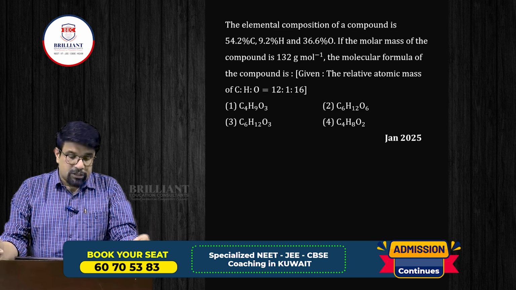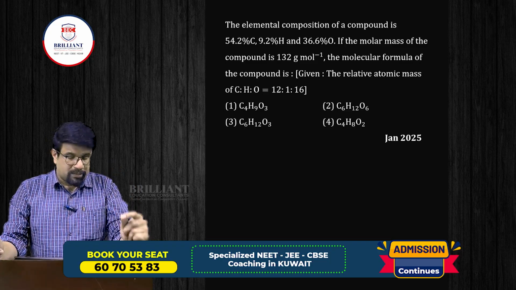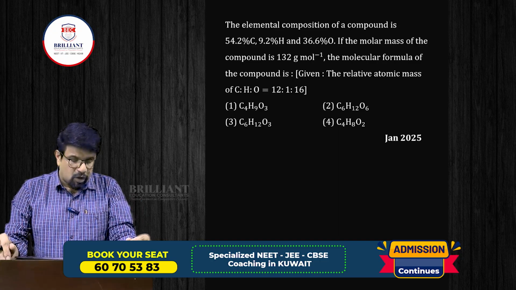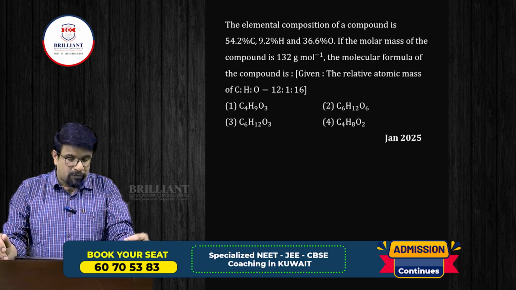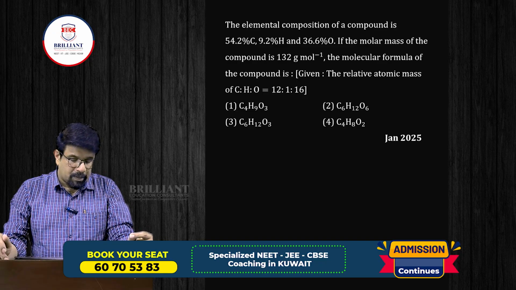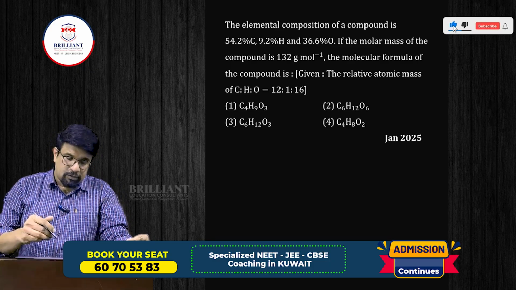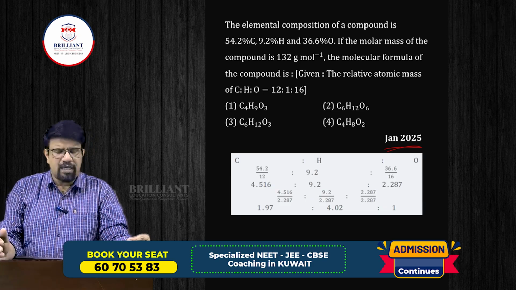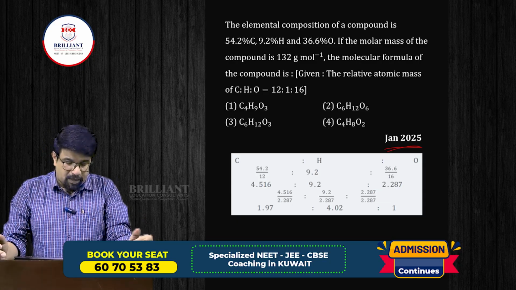The elemental composition of a compound is 54.2% carbon, 9.2% hydrogen and 36.6% oxygen. If the molar mass of the compound is 132 gram per mole, the molecular formula of the compound is? Here they have given the relative atomic masses of carbon, hydrogen and oxygen as 12, 1, 16. This is an important question. This is also asked in Jan 2025. How can we calculate this question? We can calculate it if we know the mass. This is already given, right? How much percentage of carbon?